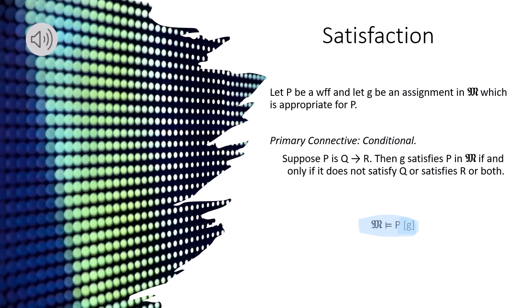Now, if the primary connective was the conditional, in other words, P was Q implies R, then we would say that G satisfies P in M if and only if it does not satisfy Q, or it satisfies R, or possibly both. In other words, just exactly what the truth table for the material conditional would say. And then again, we write this nice notation here with the double turnstile, including both the fact that we're working in the structure M and that we're using the variable assignment G.